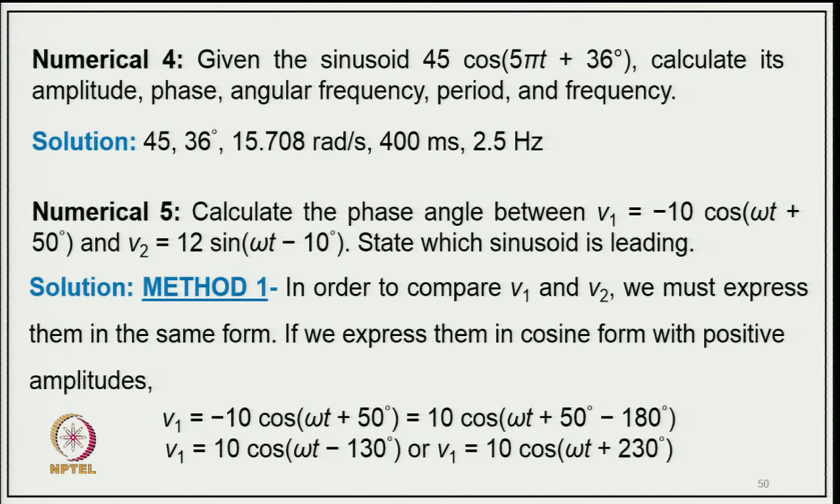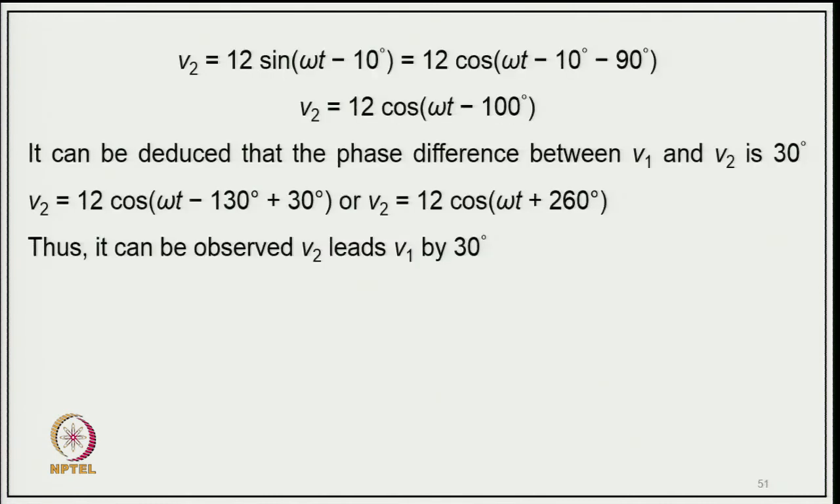Now, comparing these two, you can find out typically the angle of the two. So, v2 equal to 12 sin(omega t minus 10) equal to 12 cos(omega t minus 10 minus 90 degrees), and that is v2 equal to 12 cos(omega t minus 100 degrees). So, it can be deduced that the phase difference between v1 and v2 is 30 degrees, and v2 equal to 12 cos(omega t minus 130 plus 30), or v2 equal to 12 cos(omega t plus 260).